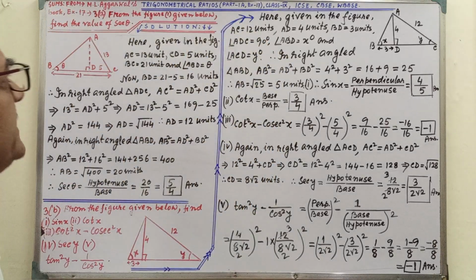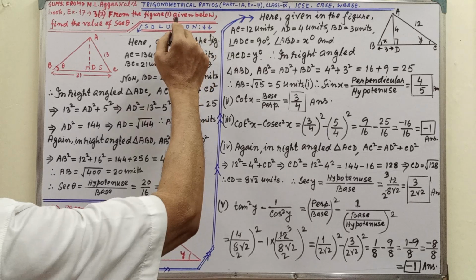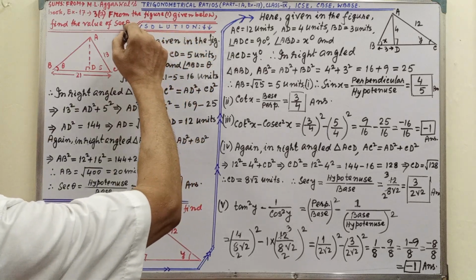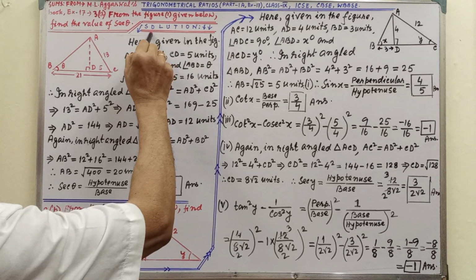Now please pay your attention on the board. Sum given from M.L. Agarwal's book, exercise 17, sum number 3A. The sum is written here for CBSE, students of West Bengal and ICSE. You will get the sum in your book. And now pay your attention on the solution.